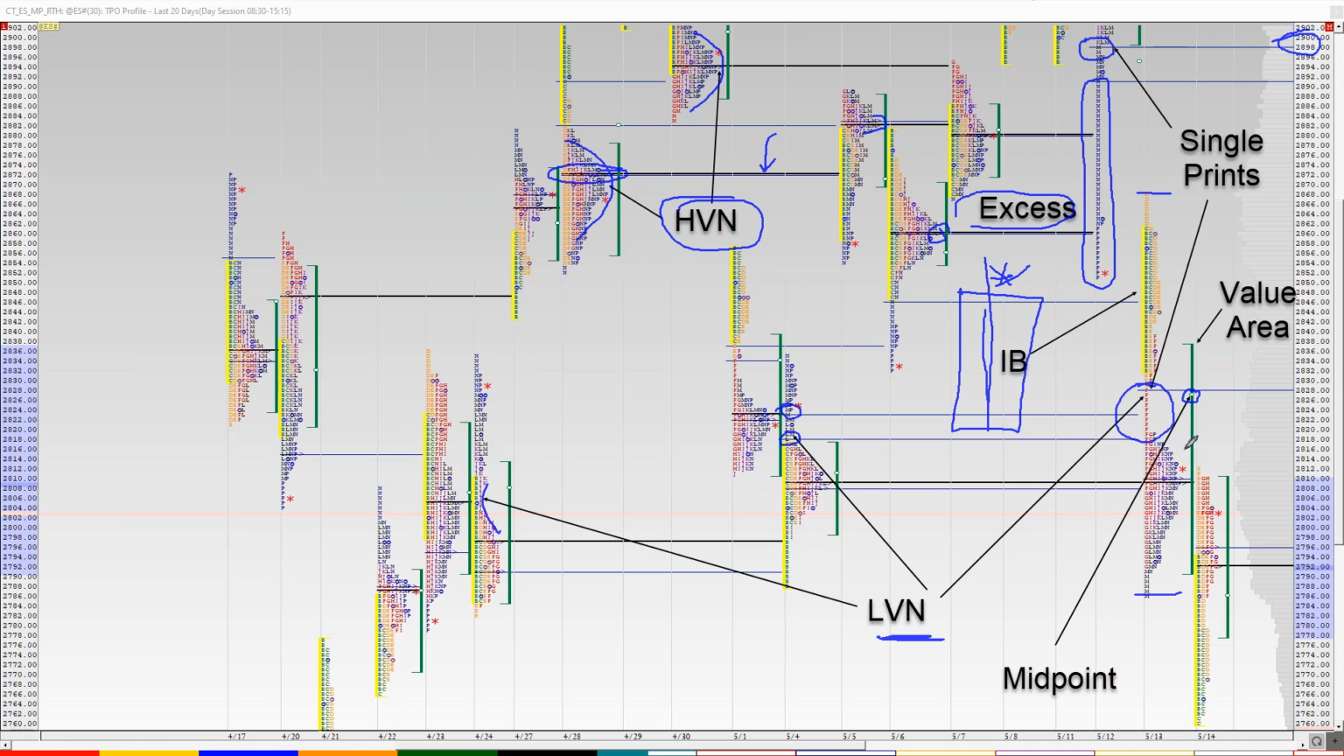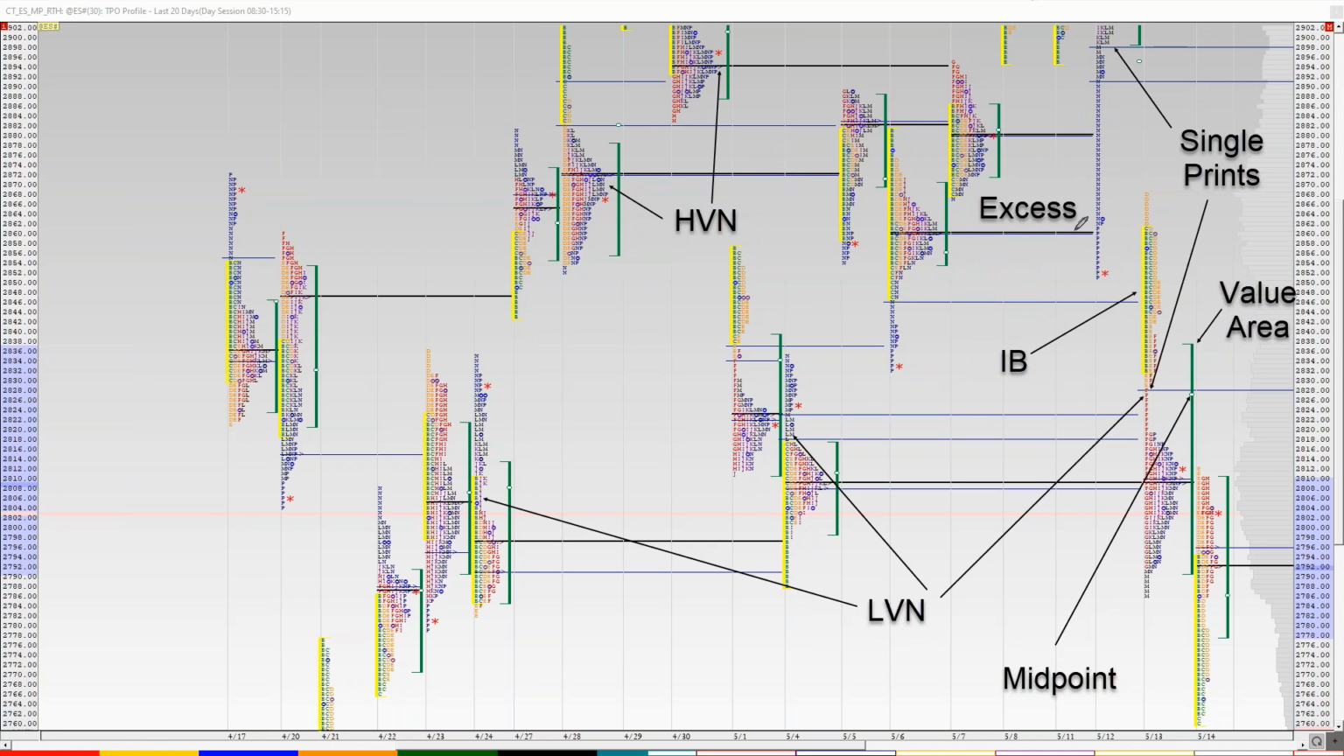I used to build these profiles myself by hand, even though I had software to do it, just to understand it. And I noticed the market often responded at the midpoint, and that's where that idea comes from. So that's the midpoint. The value area is represented by this green bracket. And here's what I'm talking about when I talk about value. Let me clear the screen. I want to make sure you understand this concept. Just because the software says the value area is from here to here does not mean that's what it is.